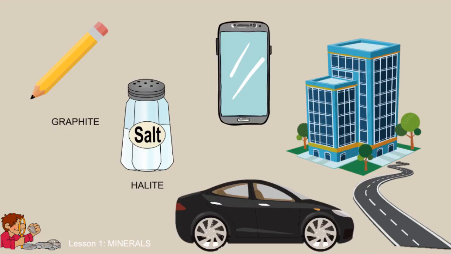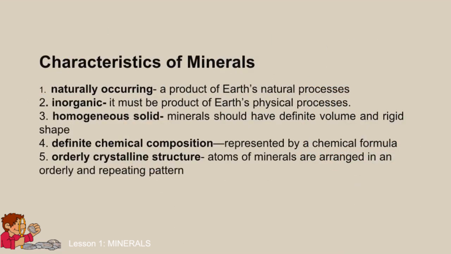Minerals are not always hard to find. Actually, we are using products made from minerals daily. Graphite is the mineral used in wooden pencils. Halite is the mineral found in salt. Your cell phone is made up of different minerals, like gold and silver. The cars that we drive, the roads that we travel, and the buildings that we live in are some examples of products derived from minerals.